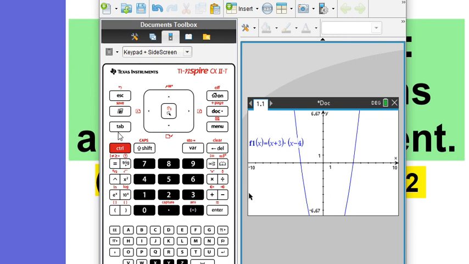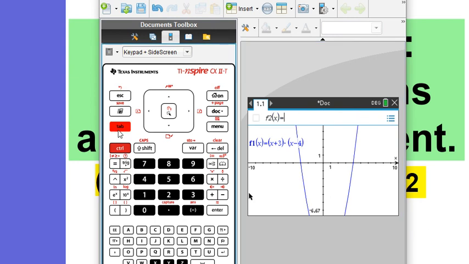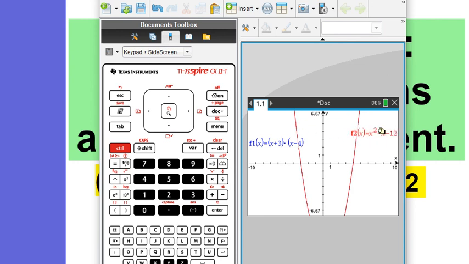Like so. Now we press tab, and we're going to graph the function x squared minus x minus 12. Enter, and we have another parabola. Based on our picture, what does that tell us about the equivalence of these two expressions?